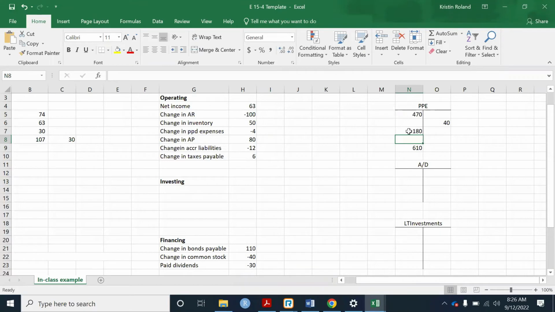where is that number going to go on our statement? Investing. Good, right? Purchases, PP&E. Is that a positive or negative? Good.